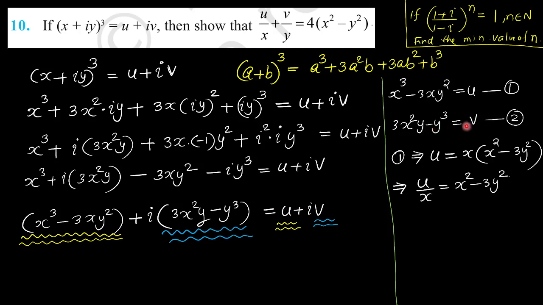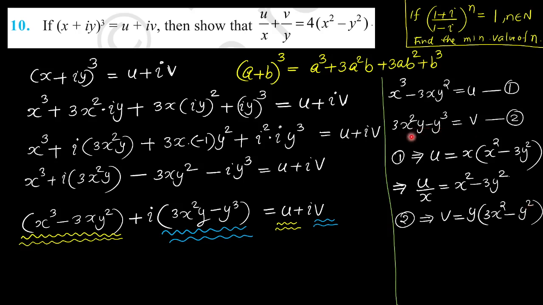In the same way, the second equation. Look at the second equation. v equal to, in the second equation you can see that one y can be taken outside. From this expression, can I take 1y outside? Yes. Let me take y outside. So from 3x square y, 1y is gone, 3x square will be remaining. And from y cube, 1y is taken out, y square is remaining.